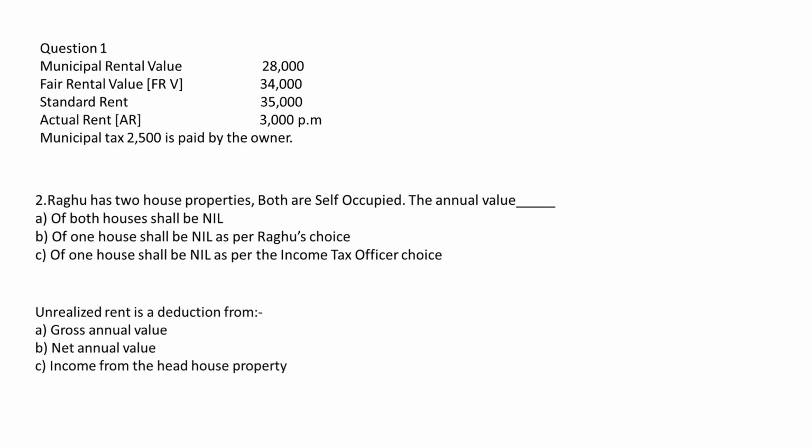Now let us solve some questions. In this question, municipal rental value has been given to us. We have also been given the fair rental value, the standard rent, the actual rent, and the municipality tax. Our mnemonic was MF Hussein. So municipal value is 28,000. The fair rental value given to us is 34,000. We will be taking the higher of these two values, municipal value and fair rent, and it comes out to be 34,000.